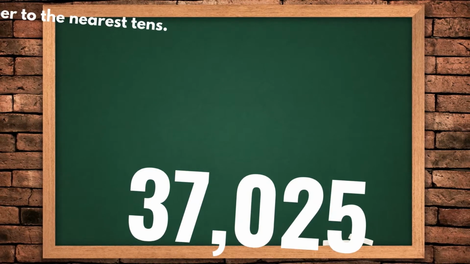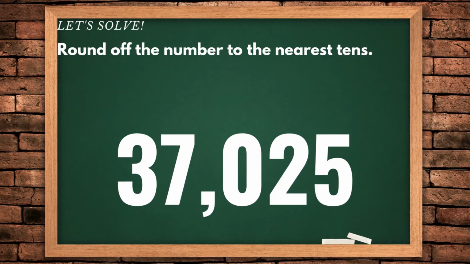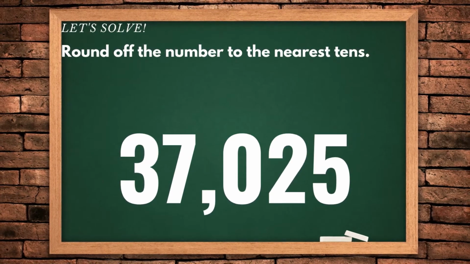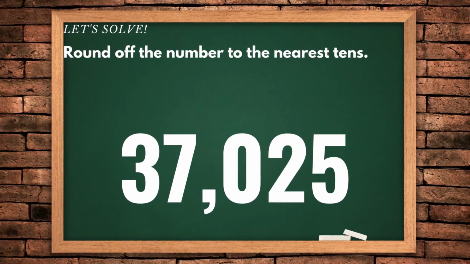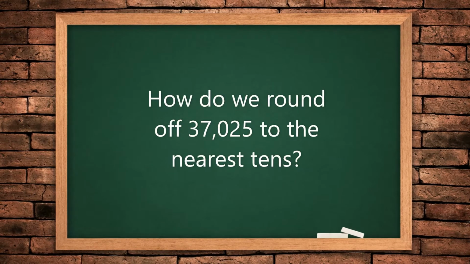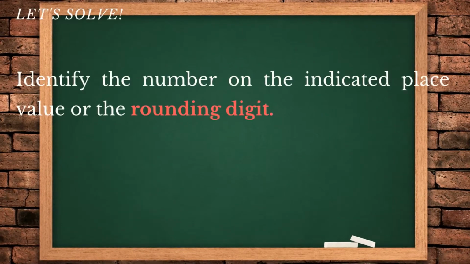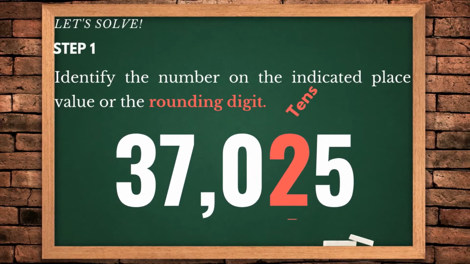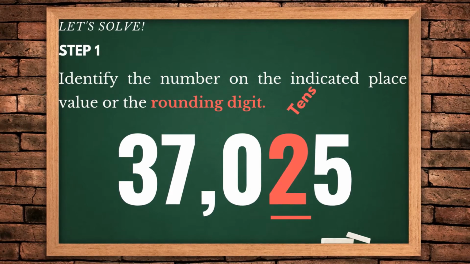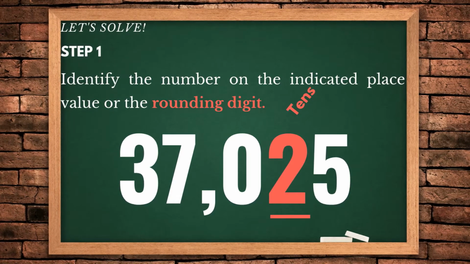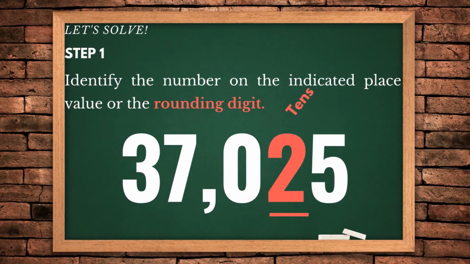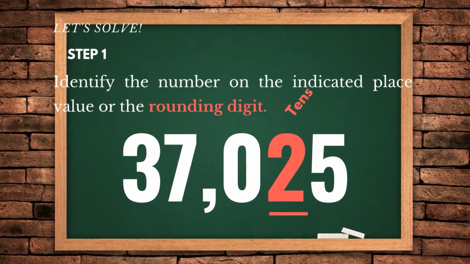Now, let's try to solve the following problems. Round off 37,025 to the nearest tens. Step 1. Identify the number on the indicated place value or the rounding digit. In 37,025, 2 is at the tens place. So, 2 is the rounding digit.